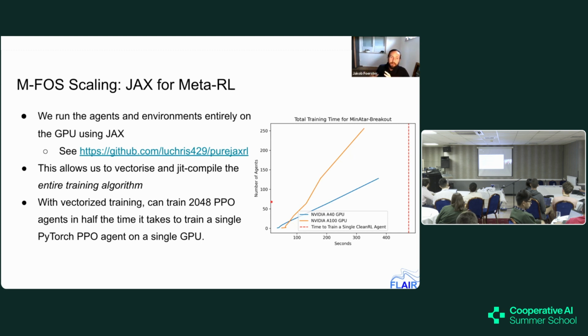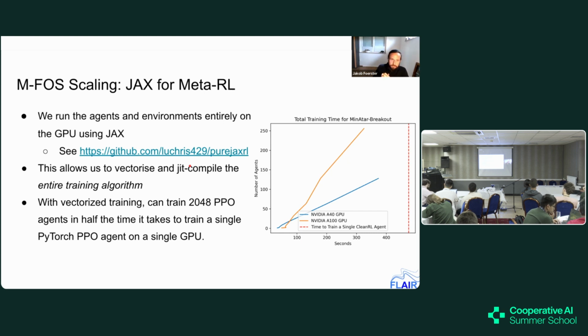So in particular, we can now train 2000 PPO agents in half the time that it would have taken a single PyTorch PPO agent on a single GPU. So this is time to train a single agent, and you can see that we can scale up in that same time. We could train many, many more agents simply because we're running the environment and the agents all in JAX together, which means there's no data transfer between the GPU and the CPU and the environment. This is all vectorized. The code is available online.